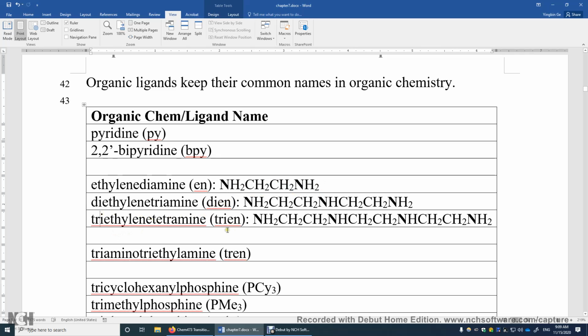Triethylene tetraamine. So you can have 3 ethylene. They are not really ethylene, they are actually CH2 with a single bond in between, but we can see this as the same molecular formula as ethylene, so it's triethylene, 3 of them, and then tetraamine.